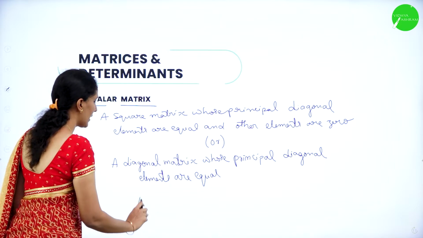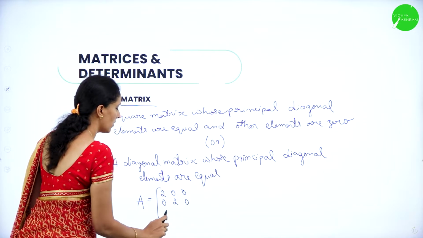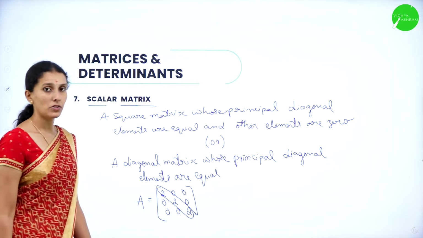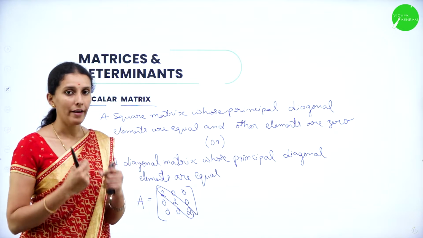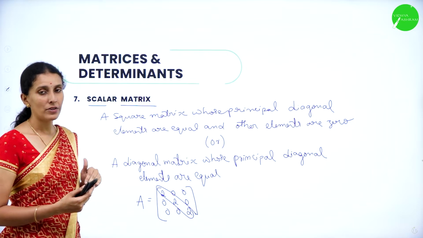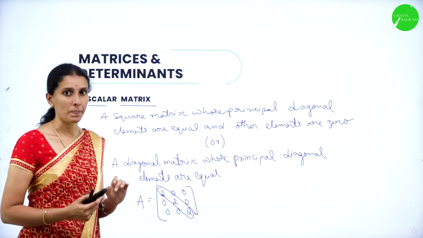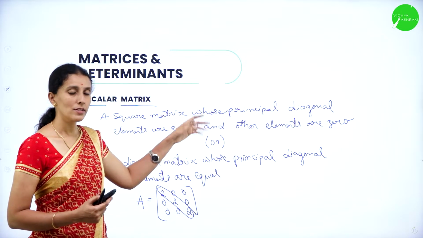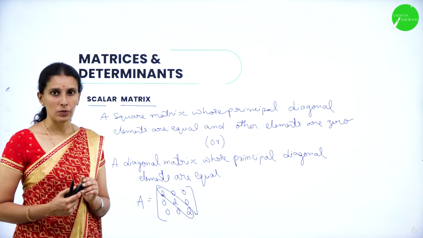For example, I can take A is equal to 2, 0, 0, 0, 2, 0, 0, 0, 2. So clearly you can see the principal diagonal elements are equal and the rest of the elements are 0. So you can say the definition for a scalar matrix in a two-way, that is, it's a square matrix. Square matrix means again the order will be same because the number of rows and number of columns will be same. Therefore, a scalar matrix is a square matrix whose principal diagonal elements are equal and the other elements are 0.